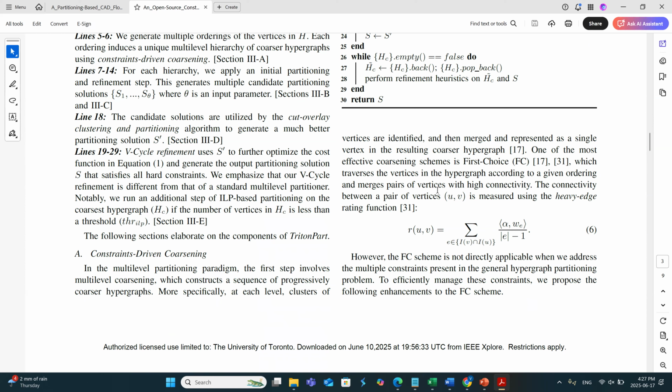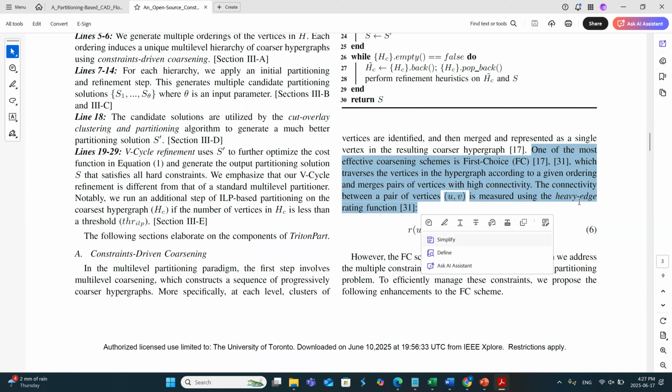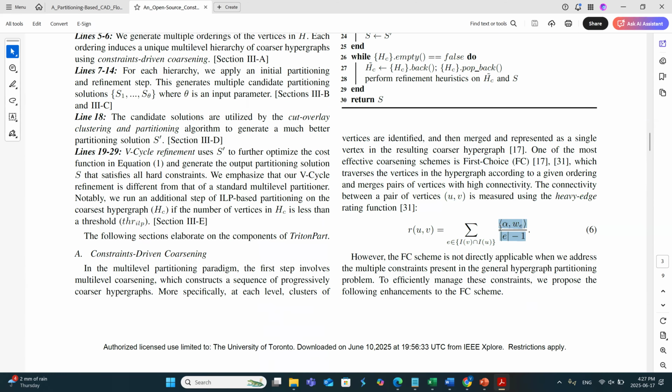They want to basically reduce the size of the hypergraph. So they're going to find nodes that they're going to group together, and they're going to be kept together throughout this partitioning. The technique they use is first choice clustering. Basically they have a function here, which is the weight of an edge divided by its fan out. Okay, so what's the weight of the edge divided by fan out? And then they take two nodes and they add that up for all the hyperedges that go between them.